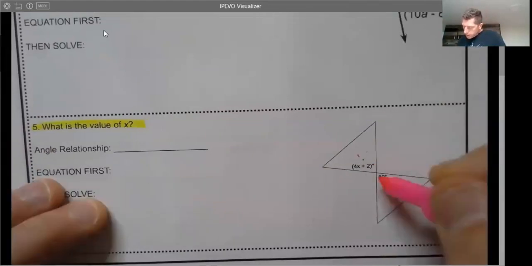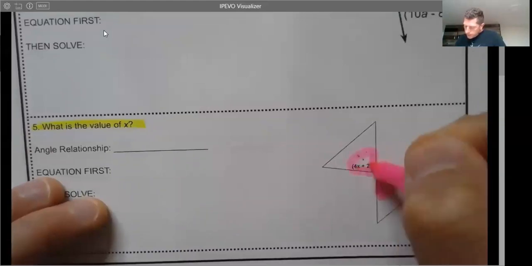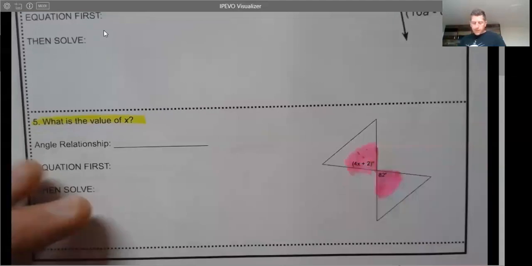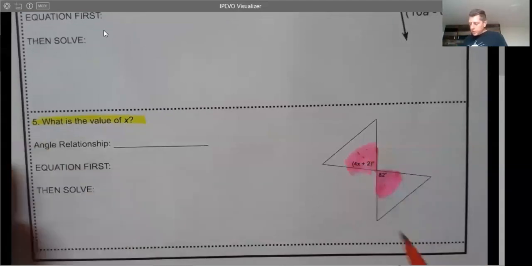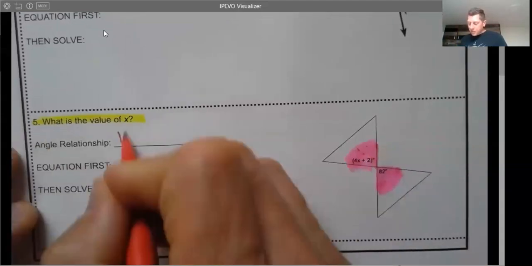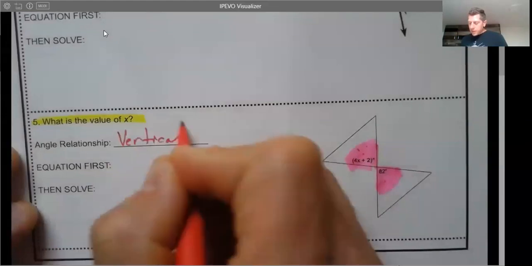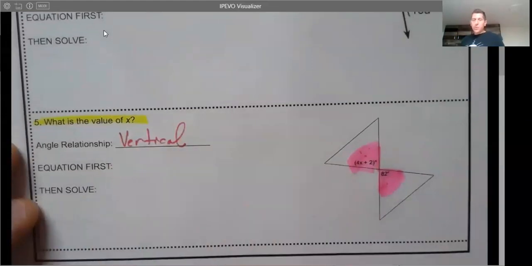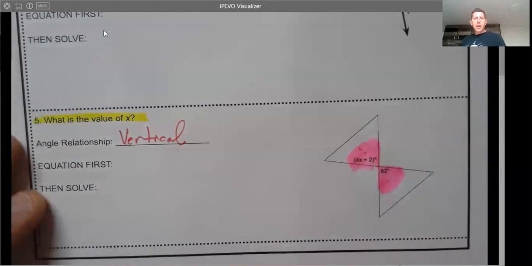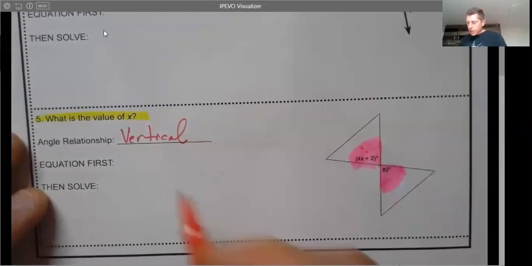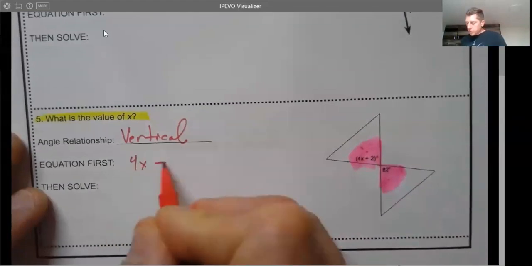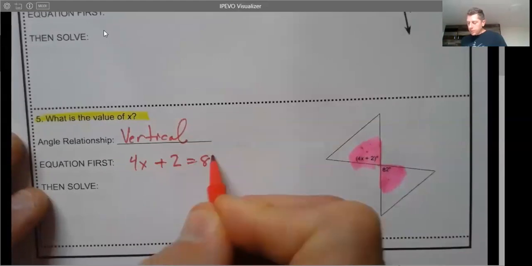So we got these 2 angles here, and they are going to be supplementary. You got it. Oh no, it's not supplementary, vertical. And from our previous example, the one we talked about in the beginning, vertical angles are equal to each other. So now we have 4x plus 2 equals 82.